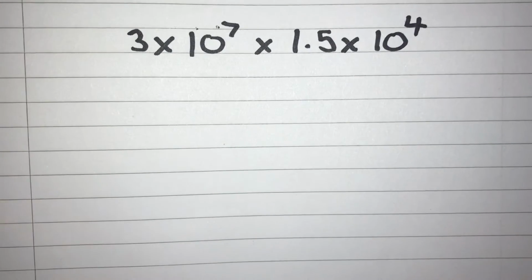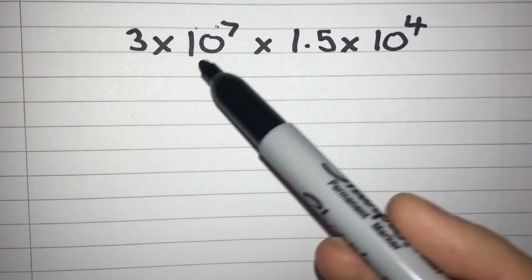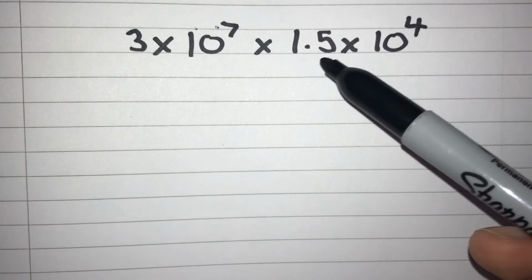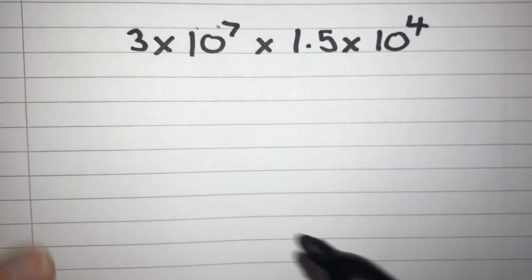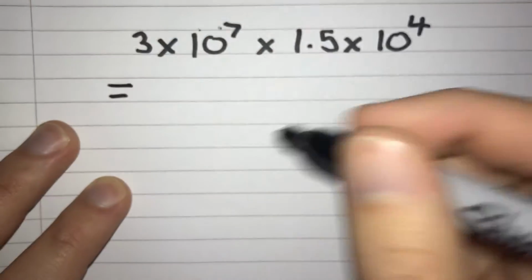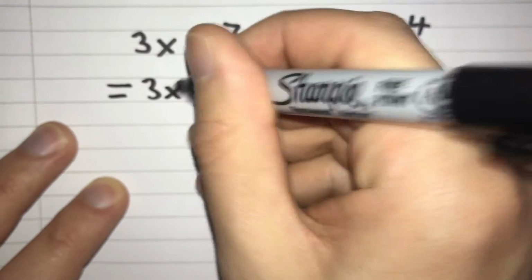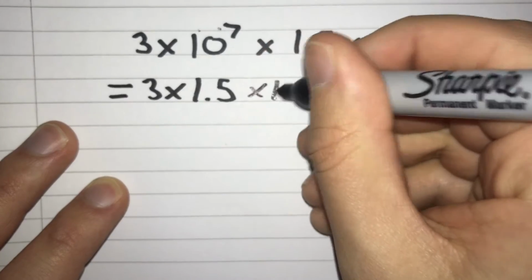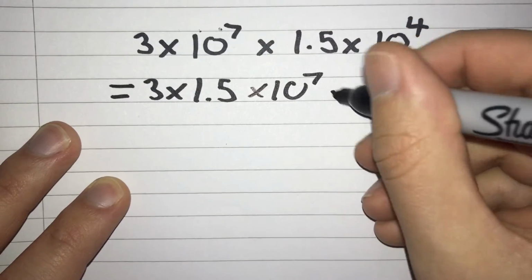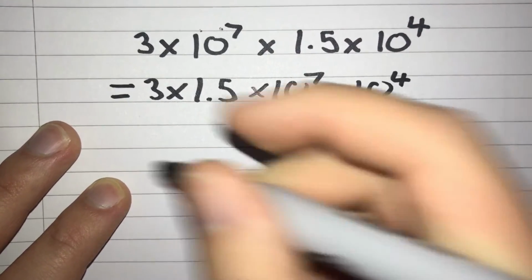Now let's look at another example. We've got 3 times 10 to the power of 7, multiplied by 1.5 times 10 to the power of 4. Again, let's rearrange this to make it a bit easier for ourselves. We'll put our two numbers together at the start, 3 times 1.5, and then multiplied by 10 to the power of 7, and multiplied by 10 to the power of 4.